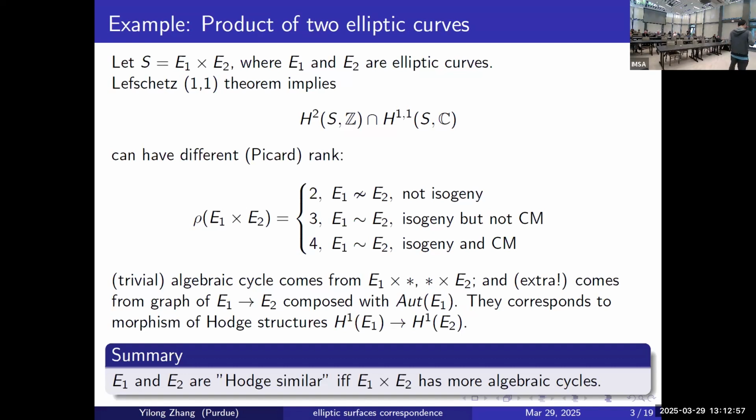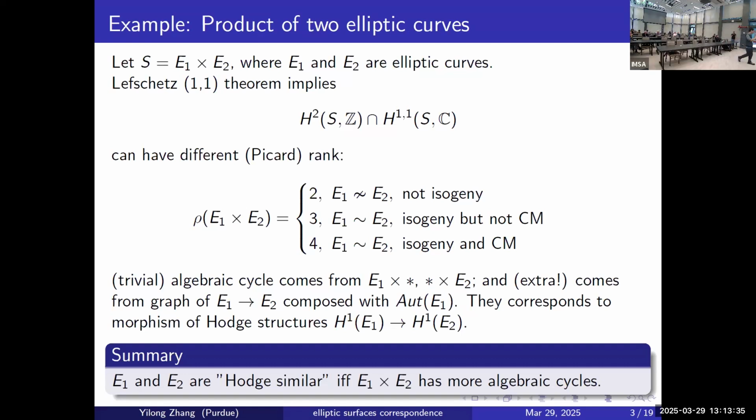So what happens? We have to understand how E1 and E2 are related. First of all, if they are not geometrically related, since they are not isogenous, you only have two classes: E1 times a point, and a point times E2. Everybody has those curve classes.